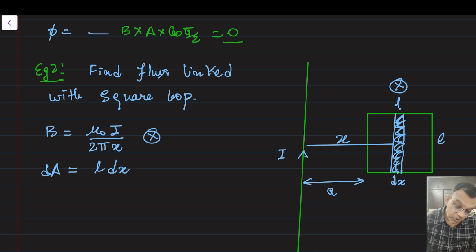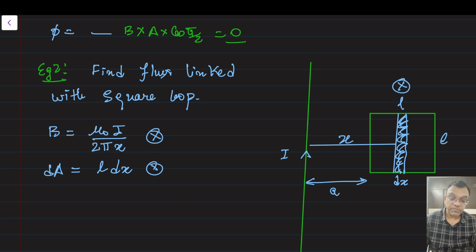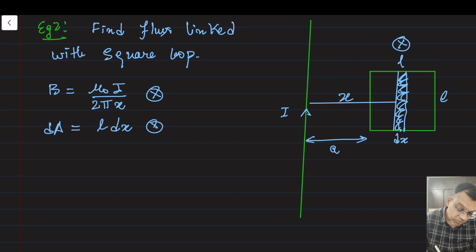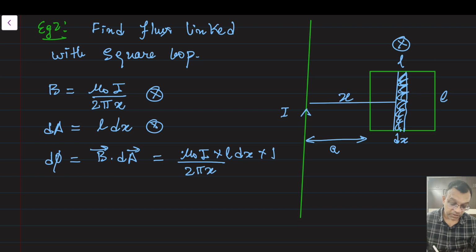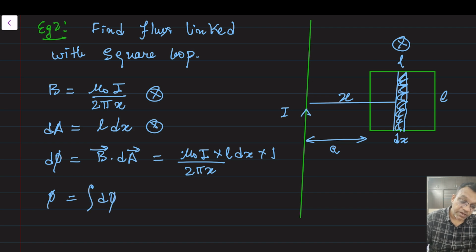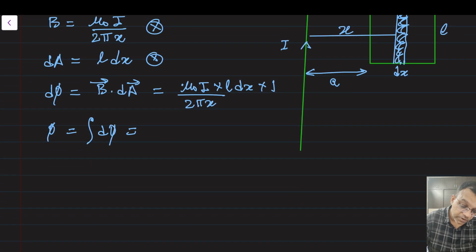The area vector is also into the plane of the paper. So the flux linked with this small element comes out to be B dot dA, that is mu naught I upon 2 pi x into L dx into cos 0, which is 1. So this is the flux. Flux is a scalar quantity, so we can integrate it directly, d phi. And what is the variable? x is the variable. Mu naught I L upon 2 pi into dx by x.